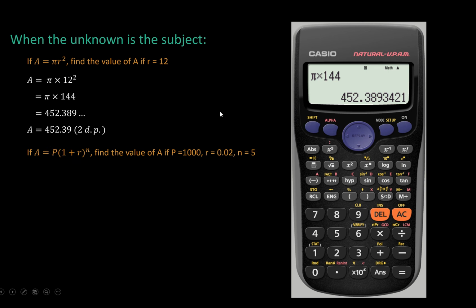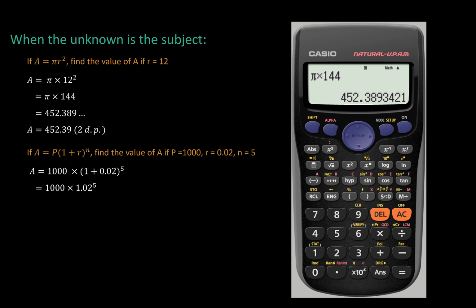Another example: if A equals P outside of 1 plus R to the power of N, find the value of A if P equals 1000, R equals 0.02, and N equals 5. We start by substituting in everything that we're told. Remember, when there is any value right outside brackets at the front with nothing in between it, that means that it's multiplying by everything in the brackets. So we have 1000 is our P, times 1 plus R, which is 0.02, and that brackets is all to the power of 5, because that was what our N is worth.